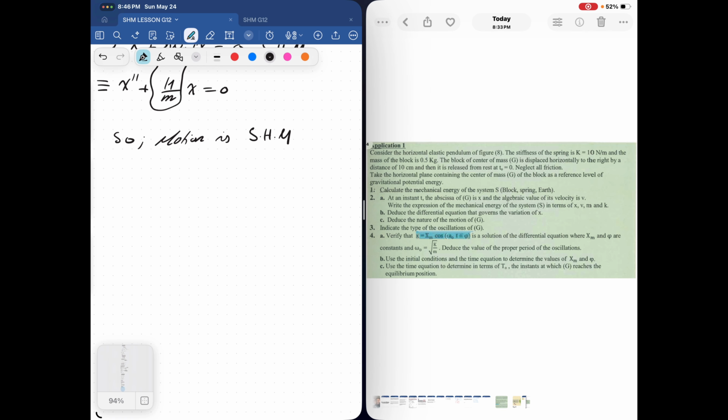Indicate the type of this oscillation. Since it is free and it is free from friction, we neglected the force of friction, so the friction force is 0 and there is no intervention, then it is a free undamped oscillation.